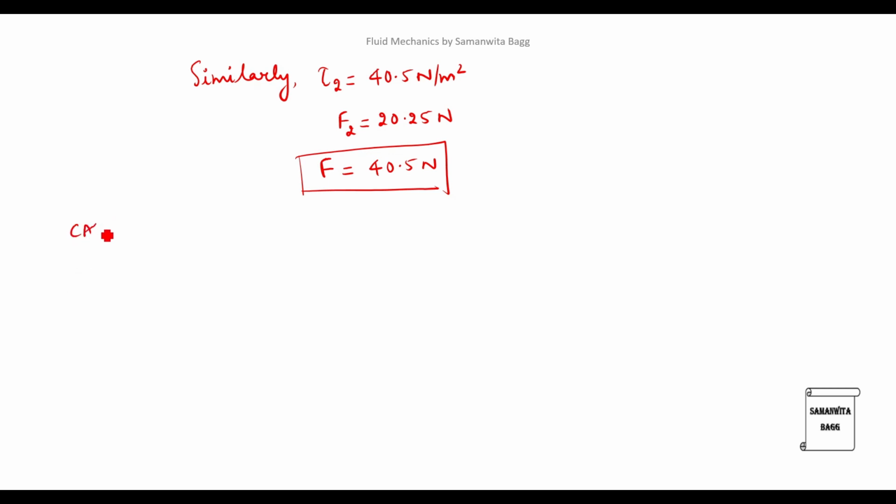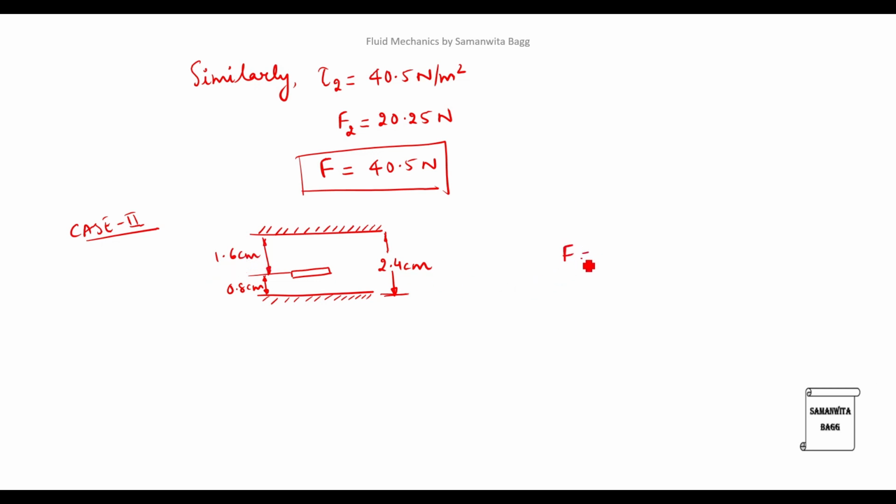Now let's talk about case 2. When I talk about case 2, between these two plate surfaces, you will have a gap of 2.4 centimeter and the plate is now placed at a gap of 0.8 centimeter from one end. So this gap will now be 1.6 centimeter. Now again we need to calculate F, which will be the summation of F1 plus F2.